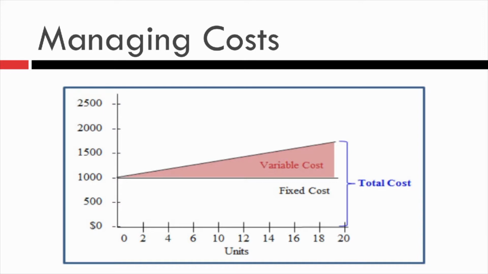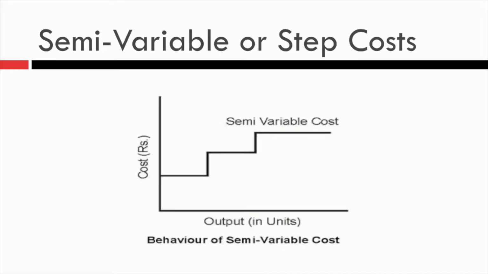Where it's also important for you to understand is that some variable costs increase with output, but not in a 1-to-1 ratio. And we call these semi-variable or step costs, and you can see why. Step costs are where your cost per output goes up in lockstep amounts.